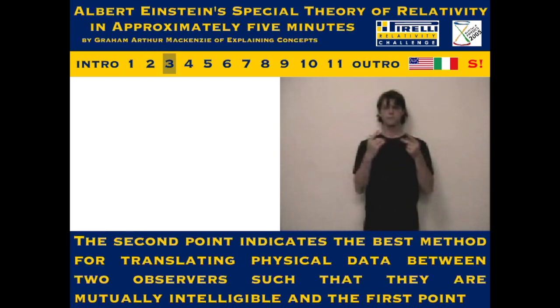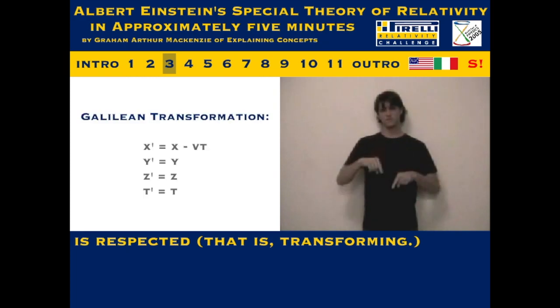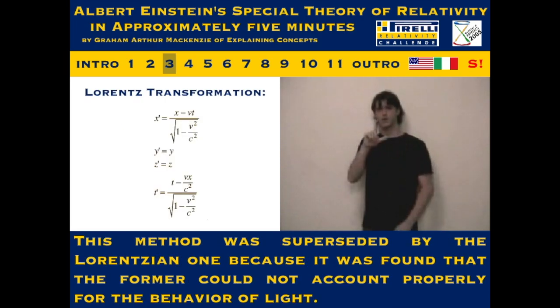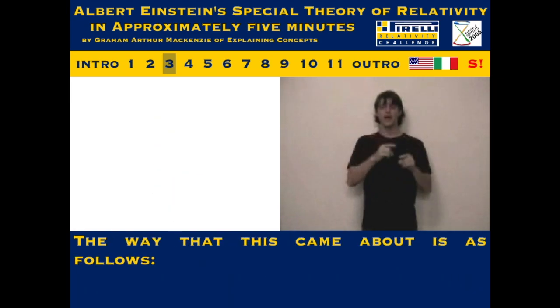The second point indicates the best method for translating physical data between 2 observers such that they are mutually intelligible and the first point is respected, that is, transforming. For hundreds of years, the method that physicists used to do this was the Galilean transformation. This method was superseded by the Lorentzian one because it was found that the former could not account properly for the behavior of light. The way that this came about is as follows.